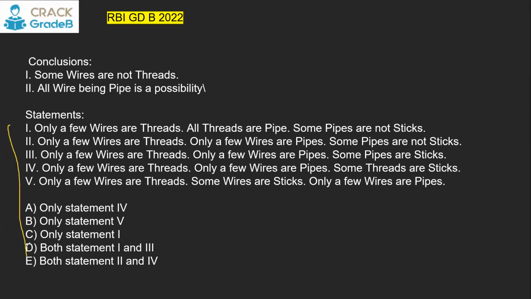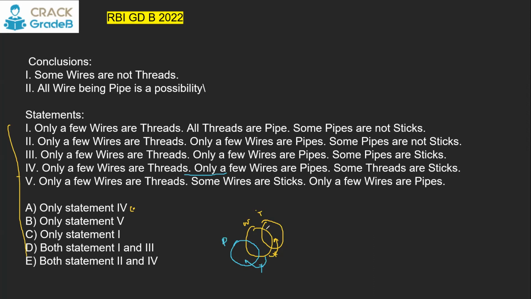Now multiple statements can also be the option. So we'll go with the option, only statement 4. Let's go for statement 4 first. Only few wires are threads. Only few wires are threads means the entire wire cannot go inside the threads. Only a few wires are pipes means again the same thing. The entire wire cannot go inside the pipes.